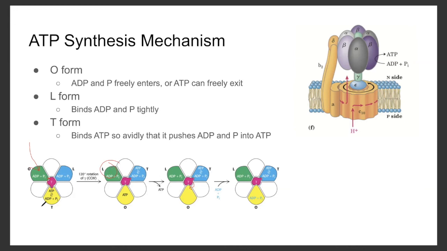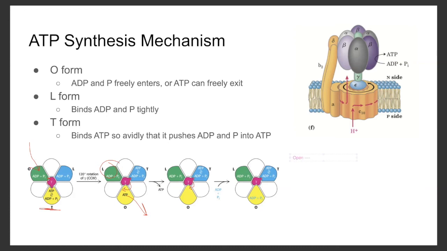And that is present in this part right here. Once that gamma has rotated to the point that it has conformationally changed this into a T state, it will look like this reaction. The ADP and P becomes ATP. Then once we're in the T state, it will rotate again to open to the O state. And once we're in the O state and you have ATP, the ATP leaves. If this is not clear, let me just show you again in a diagram form.